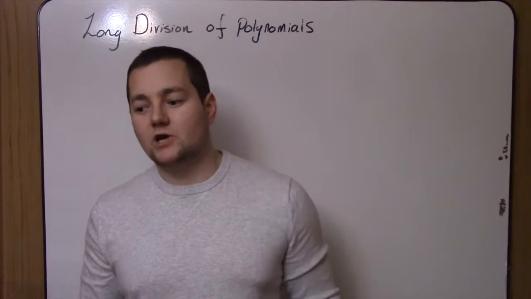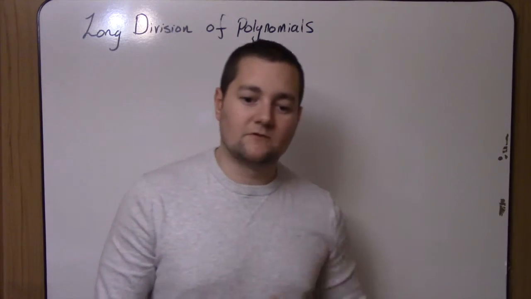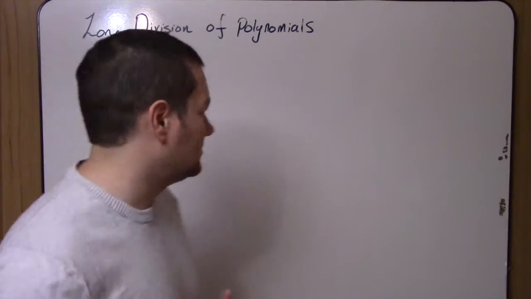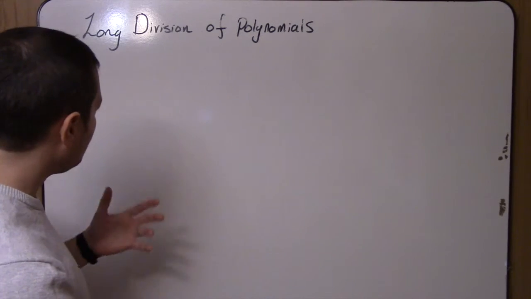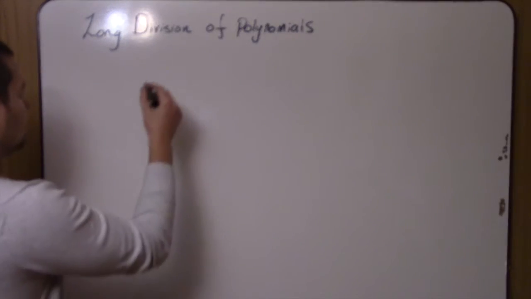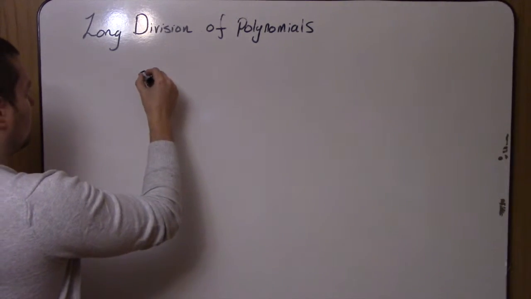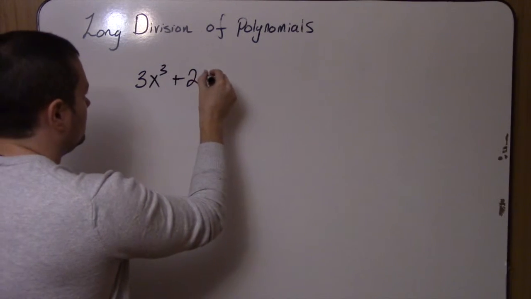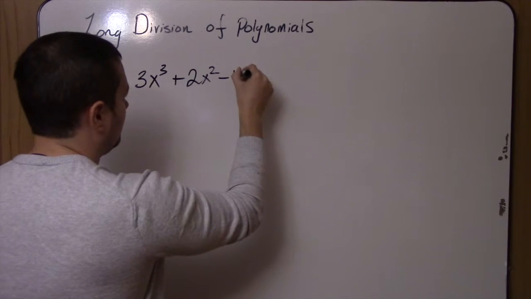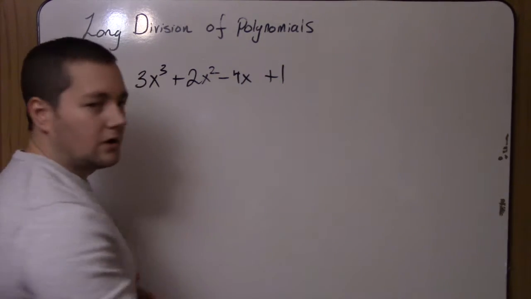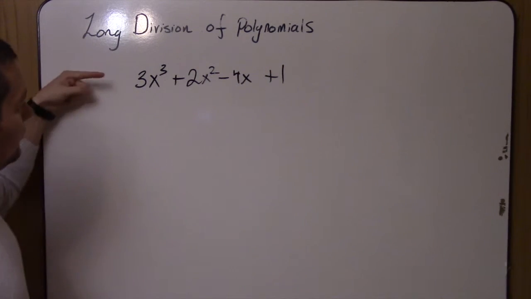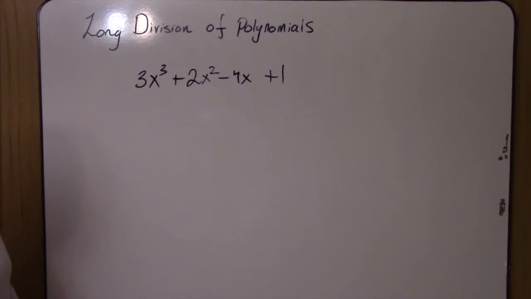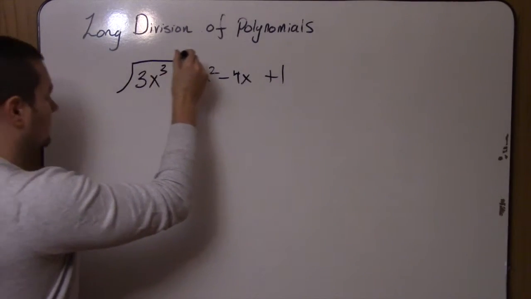Alright, so let's give this a shot. I'm just going to make this one up off the top of my head, so sometimes these things go great, sometimes they don't. So let's say you have something like this. So here's your cubic: 3x cubed plus 2x squared minus 4x plus 1. So there's your cubic. And we're asked to divide it by, so I'll use my divide by symbol.